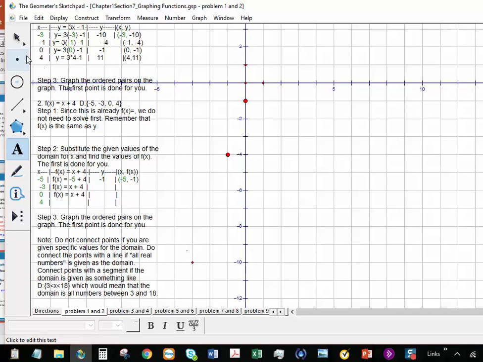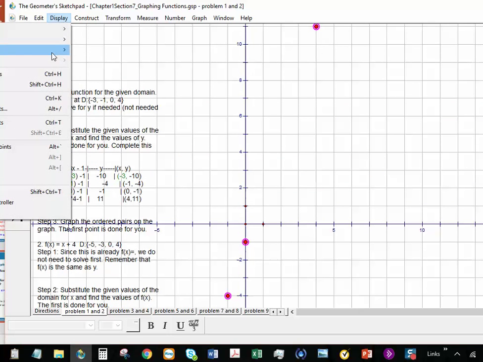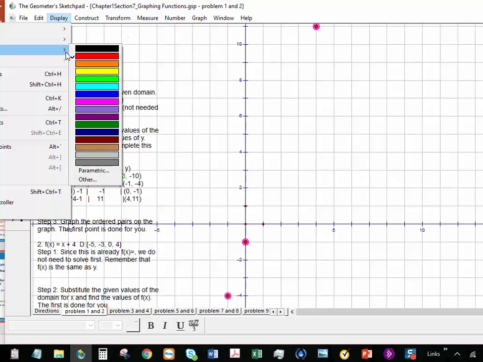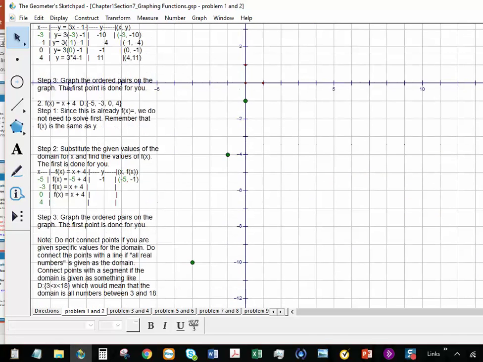Now, if you want to, this is the selection tool, you could select the points that go together for one of the problems, and you could turn them a different color by going to display. I'll make them all be medium, and I'll make them all be, I don't know, green. So maybe for number 1, all my points are green, and then for number 2, they can all be red, whatever you want to do. I'm not going to connect these points in this problem.